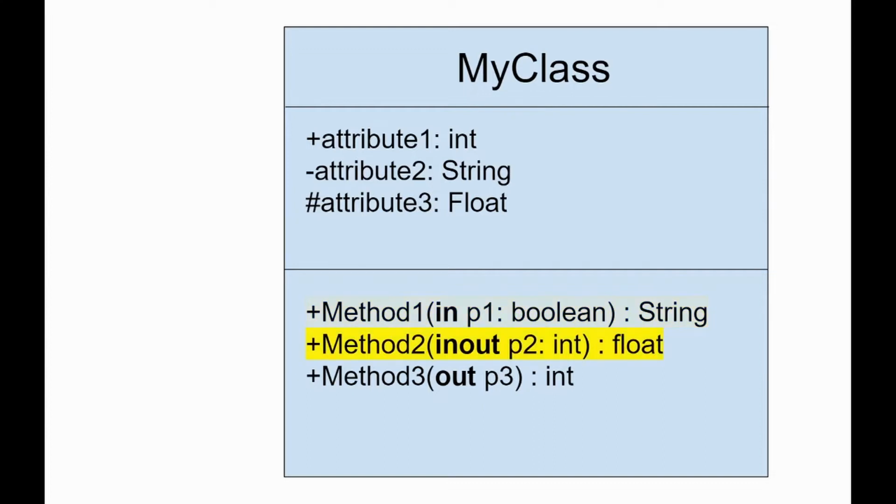Method 2 accepts p2 as an input-output parameter. The p2 value is somehow used by the method, and it accepts the output value of the method, and the method itself can change p2. Method 3 uses p3 as the output parameter. In other words, the parameter serves as a repository for the output value of the method.